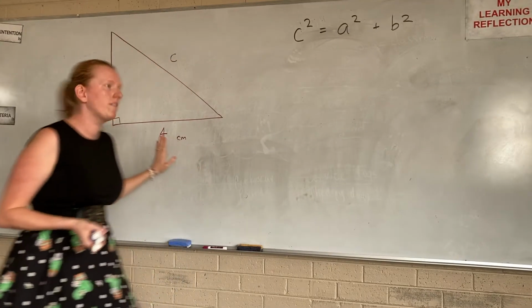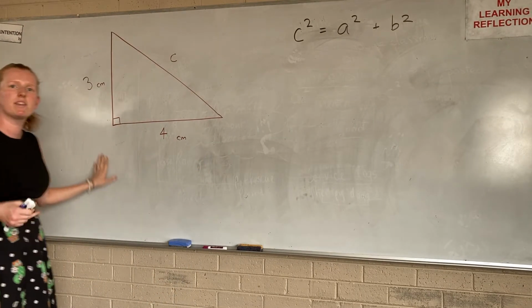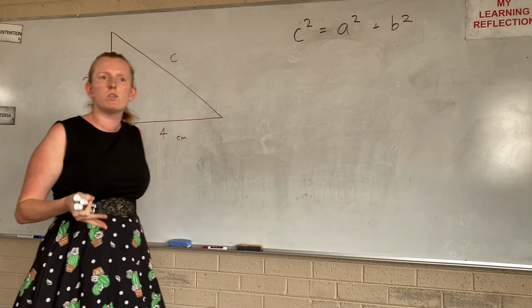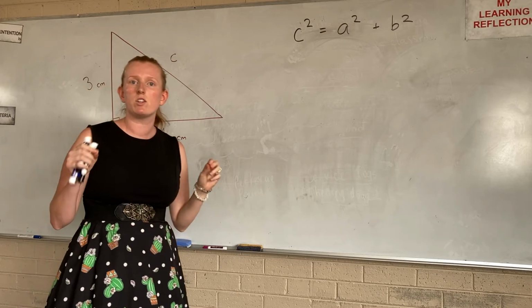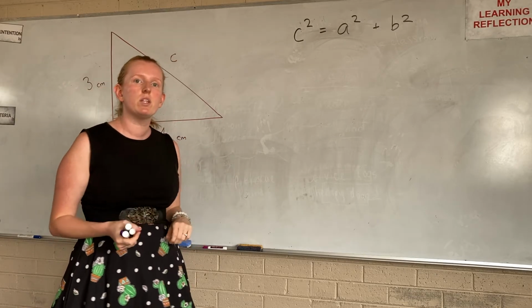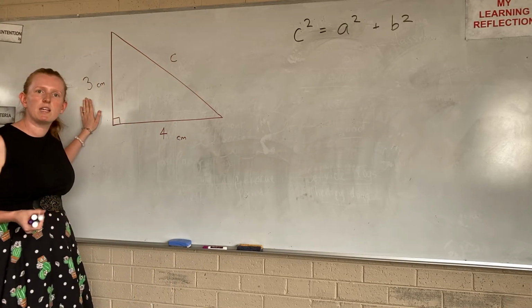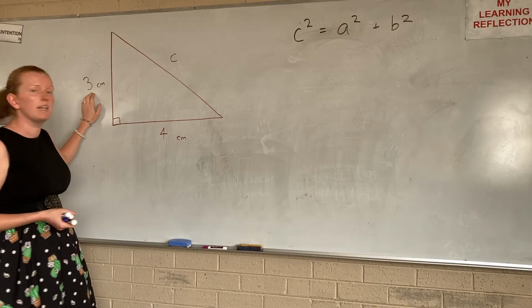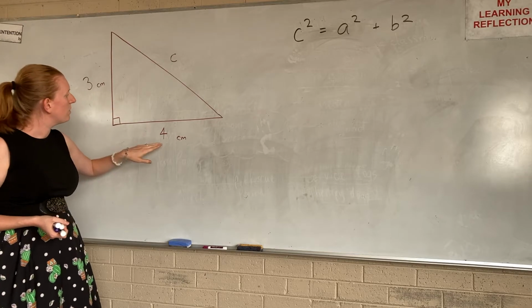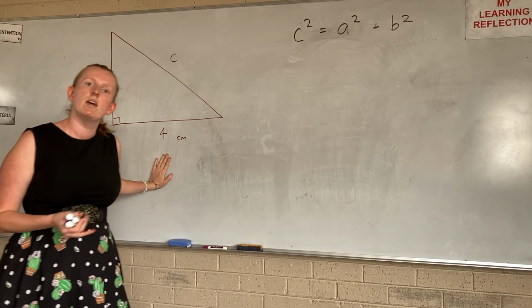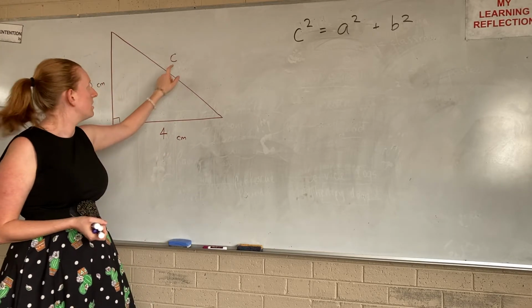So here we have a triangle. Now Pythagoras is used to calculate missing sides of a right angle triangle. Now we can only use this when we have two given sides. So here in this particular right angle triangle, we have a side length that is 3 centimeters, and here we have a side length that is 4 centimeters. And we're trying to find the missing side up here.